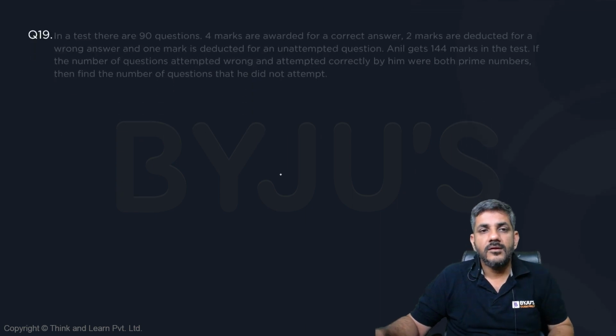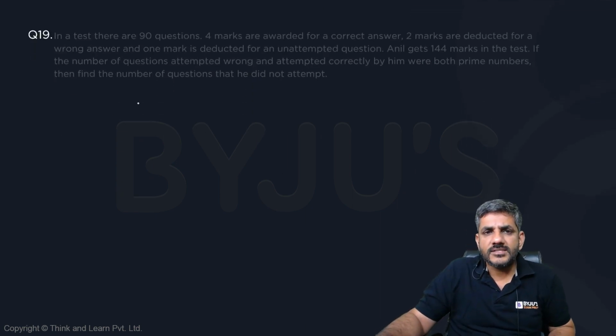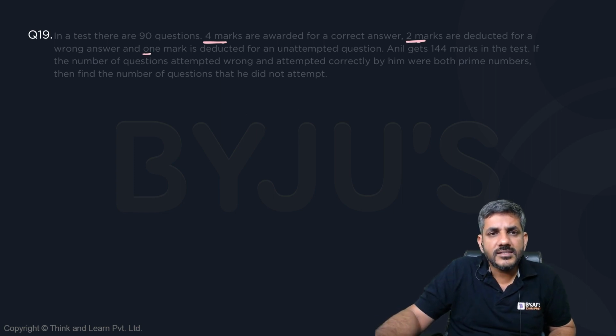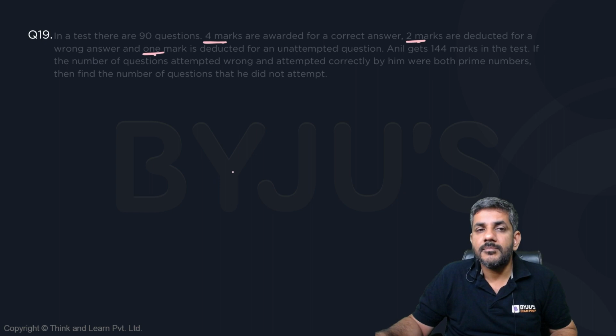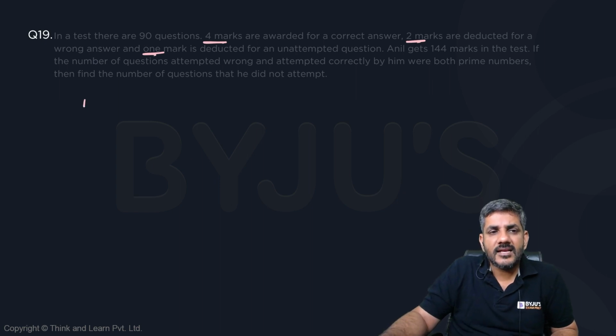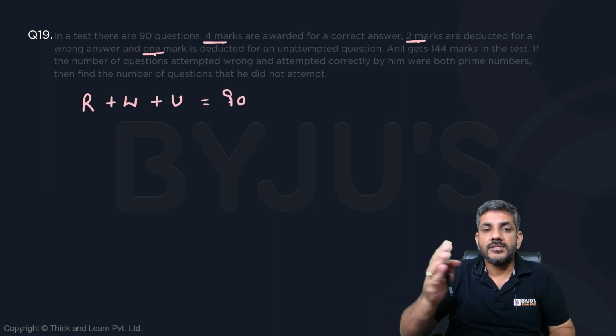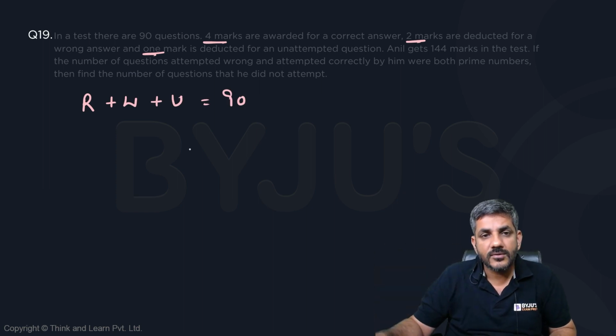Okay. So there are a total of 90 questions. Some questions are right, for which you get 4 marks. Some questions are wrong, for which you get a penalty of 2. Some questions are unattempted, for which you get a penalty of 1. Let us say there are R right questions plus W wrong questions plus U unattempted questions, and the total number of questions is 90. Right plus wrong plus unattempted is equal to 90.